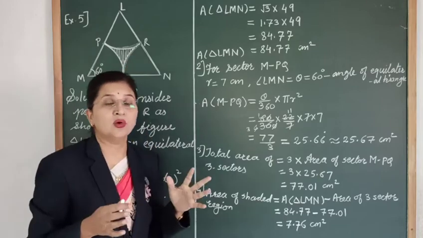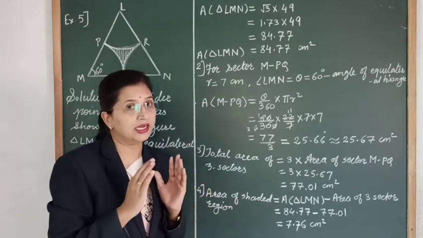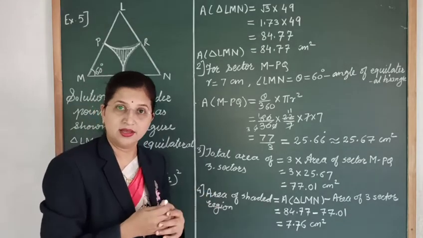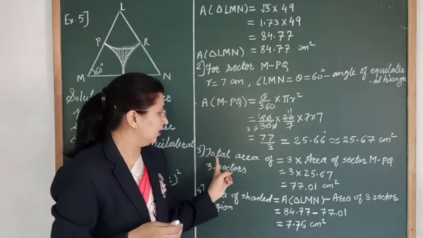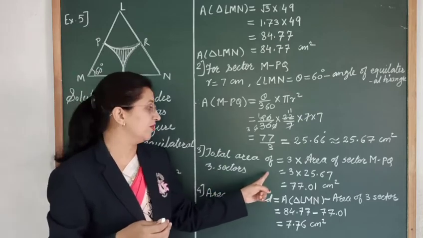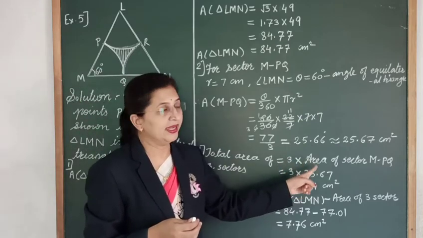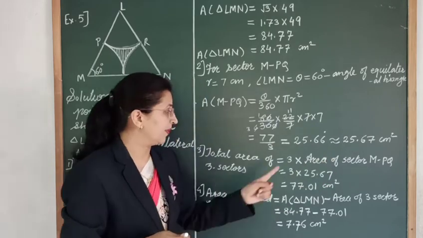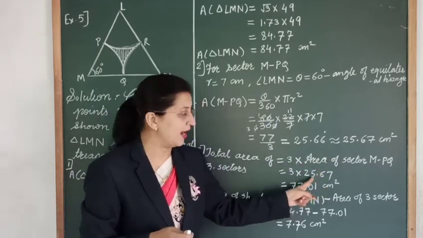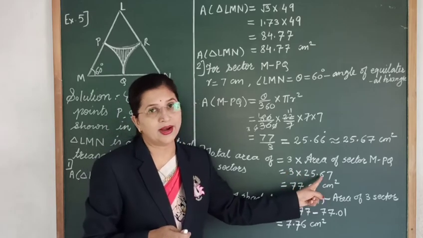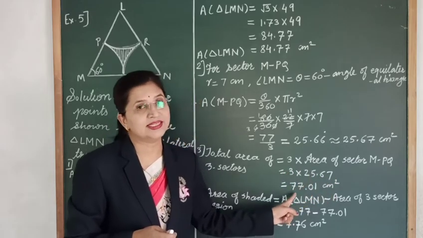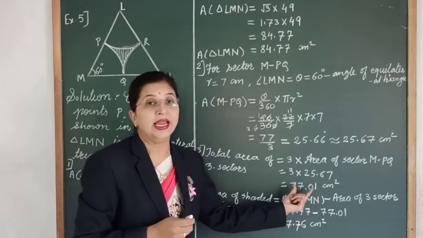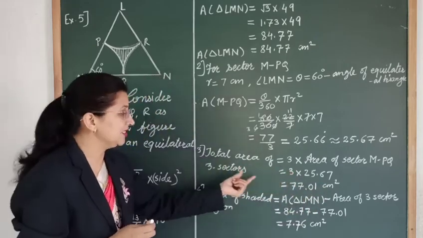As we know, all these three sectors are equal because their central angle is equal and the radius is also the same. That's why the total area of these three sectors is equal to 3 into the area of one of the sectors, that is sector M-PQ, which we had already found. So 3 into 25.67 gives the product 77.01 square centimeter. This is the area of all these three sectors.